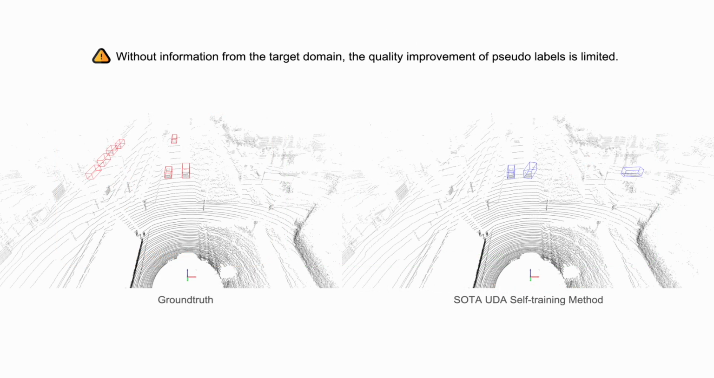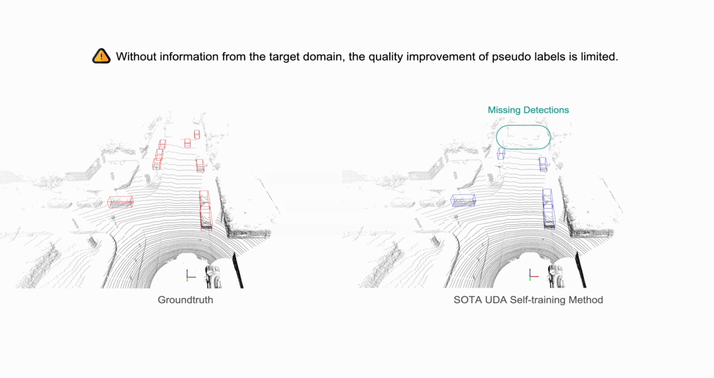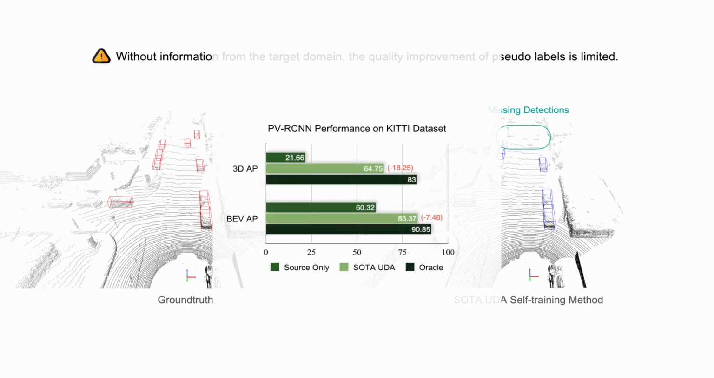However, the quality improvement of pseudo-labels is limited because those pseudo-labels are generated by the model based on its understanding from the source domain. Without using information from the target domain, we cannot effectively select high-quality pseudo-labels. As shown in the figure below, we can still observe many missing detections and false positives generated by the SOTA self-training methods. The figure shows that the SOTA self-training method falls short in performance compared to the Oracle.